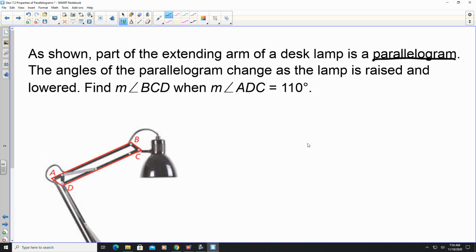And they want you to find the measurement of angle BCD, which is right here, when angle ADC is 110, so 110 is right here. They want you to find this angle right here. Angle D and angle C are supplementary angles, so all I have to do is take 180 degrees and subtract 110, and I will get my angle measure for BCD, which is 70 degrees.